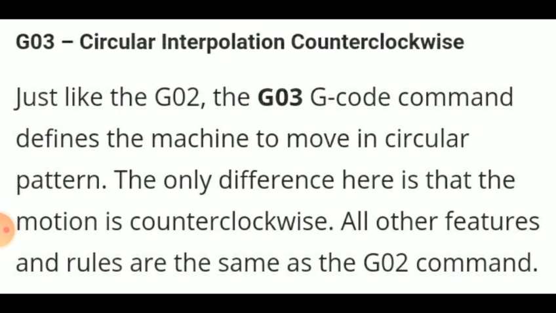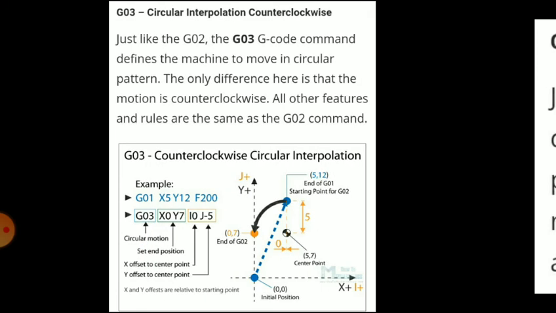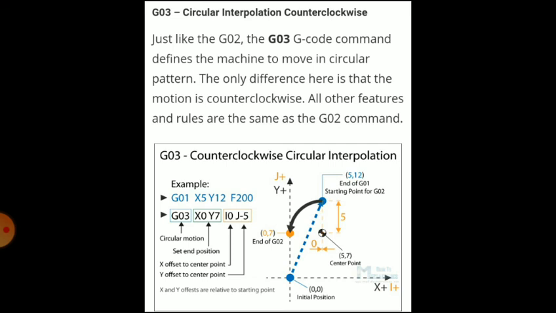Now G03, that is circular interpolation counterclockwise. Just like G02, the G03 G code command defines the machine to move in a circular pattern. The only difference here is that the motion is counterclockwise. All other features and rules are the same as those used for the G02 command.